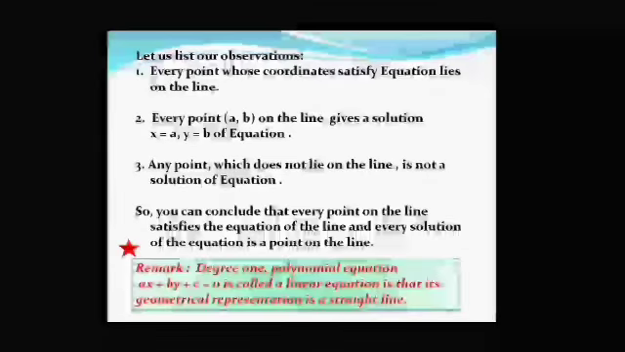Remember, student, the polynomial equation ax plus by plus c equals 0 is called a linear equation, and its geometrical representation is a straight line. So student, hope now you can easily find the solution of a linear equation in two variables, and now you can easily represent any linear equation in two variables on the graph paper also.